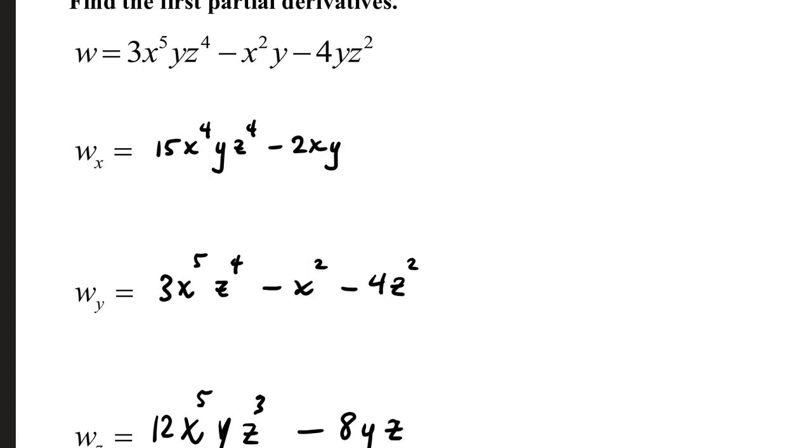Finally, going through and taking the derivative with respect to z. Z to the fourth has a derivative of 4z cubed. 4z cubed times 3x to the fifth y is 12x to the fifth y, and then we still have our z cubed on the end. The middle term has no z, so its derivative is 0, nothing to write. Third term, the derivative of z squared is 2z. 2z times negative 4y is negative 8yz.